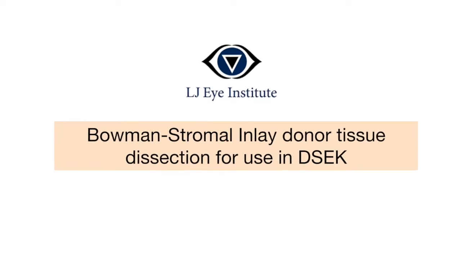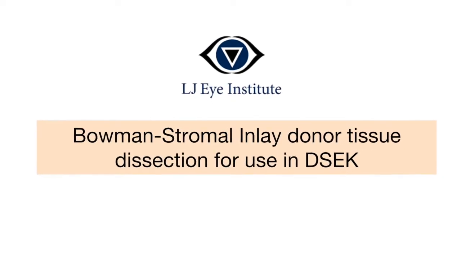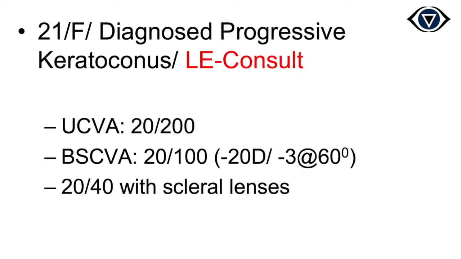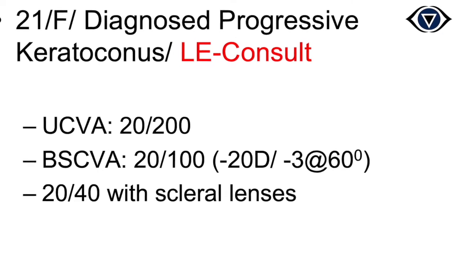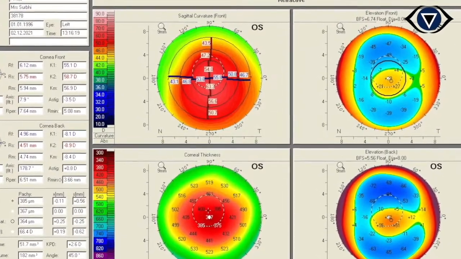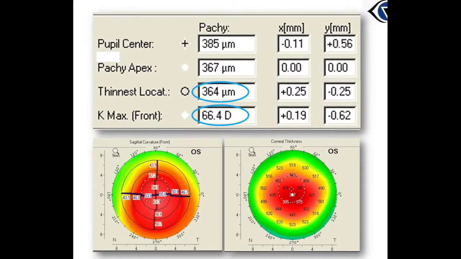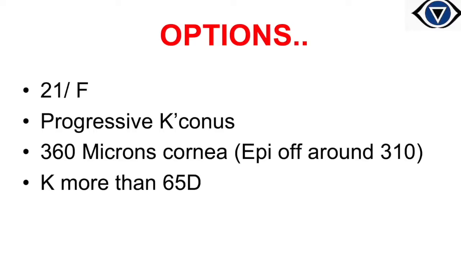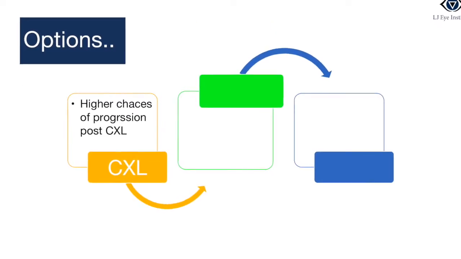We present a case of Bowman-Stromal inlay where the donor tissue was further dissected to be used in DSEK. A 21-year-old female presented to us with progressive diminution of vision in the left eye. She was diagnosed with keratoconus. On topography, her pachymetry was 364 microns and Kmax was 66.4 diopters. Hence, she needed treatment for keratoconus.